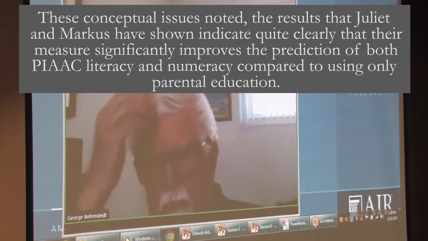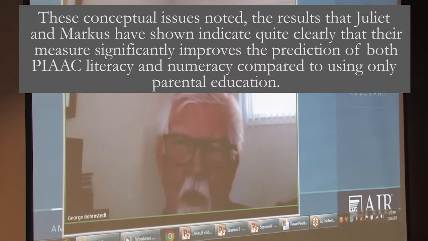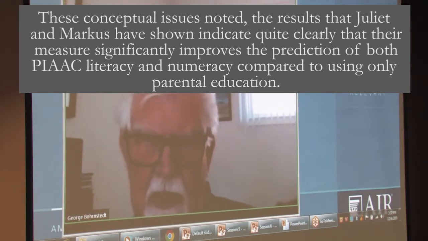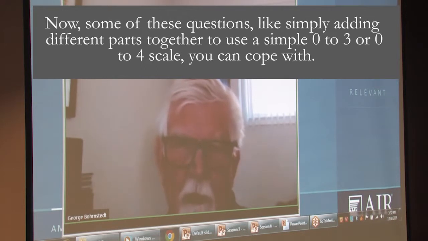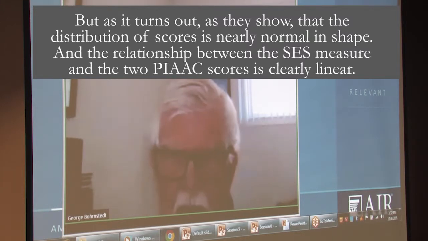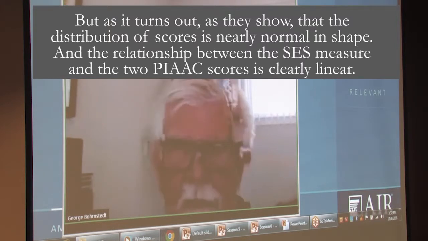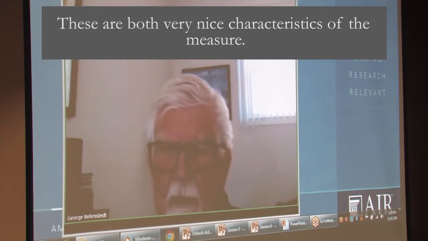These conceptual issues noted, the results that Juliet and Markus have shown indicate quite clearly that their measures significantly improve the prediction of both PIAAC literacy and numeracy compared to using only parental education. Now, some may question why simply adding the components together and using simple 0 to 3 or 0 to 4 scales is appropriate. But as it turns out, as they show, the distribution of scores is nearly normal in shape, and the relationship between their SES measure and the two PIAAC scores is nearly linear. These are both very nice characteristics of their measure.